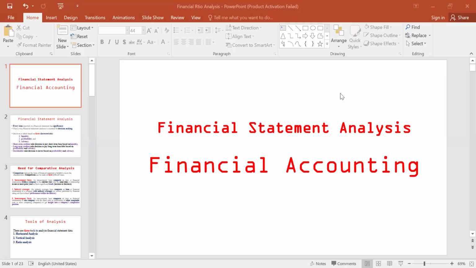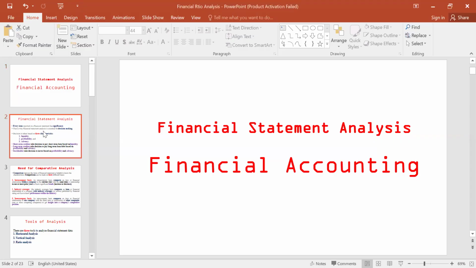Today we will discuss financial statement analysis. Before class, we tried to discuss financial statements and mathematical practice. But today, financial statement analysis: how we can analyze our statements. There are three main segments we need to analyze in a financial statement.